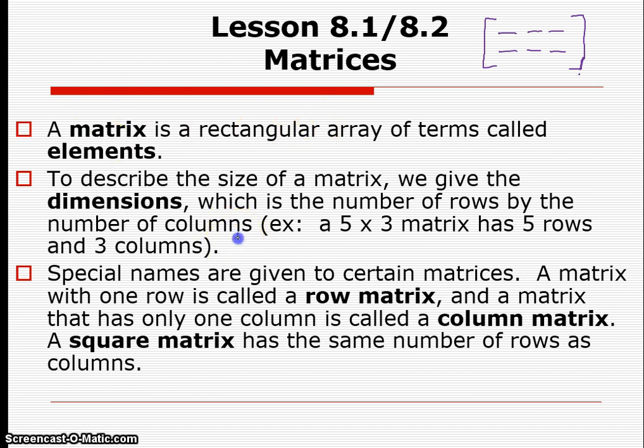And I remember that because it's like RC Cola. You do the rows first and then the columns. So here there's 2 rows and 3 columns, so that's a 2 by 3 matrix.